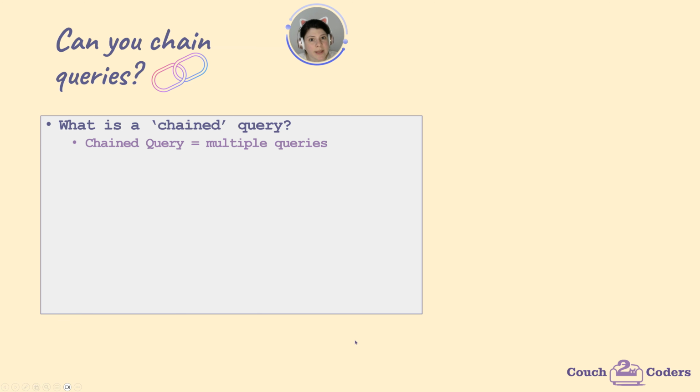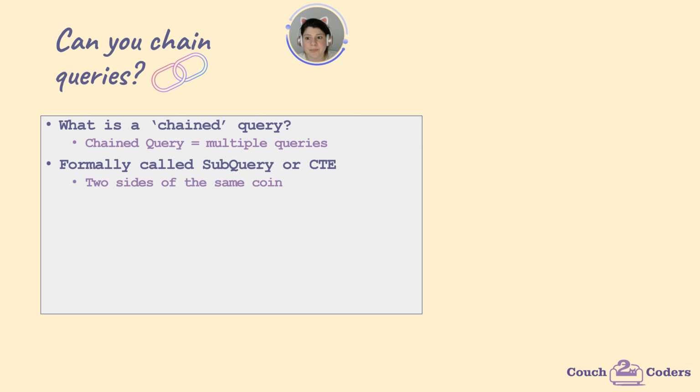So what is a chained query? A chained query, like I just said, is multiple queries. So not just having a select star where blah, but you do that and then you do something else and then you do something else. This is formally called a subquery or a CTE. CTE stands for Common Table Expression. Regardless of which one you're using, they're actually the same way. It's two sides of the same coin. And we're going to learn how to do both because you really need to know how to do both if you're going to be a data analyst.